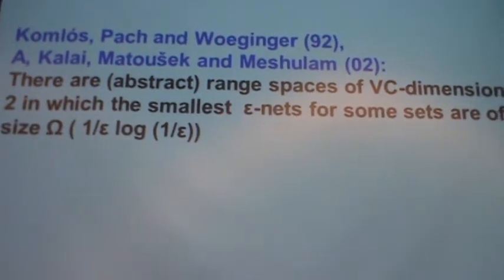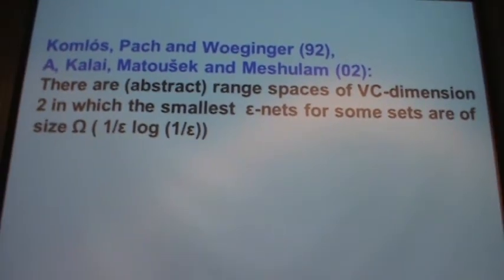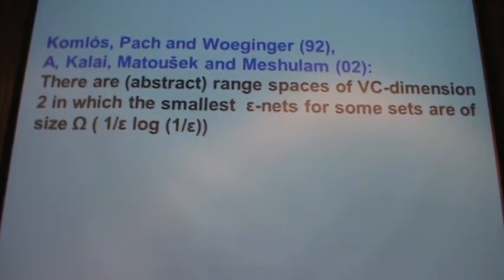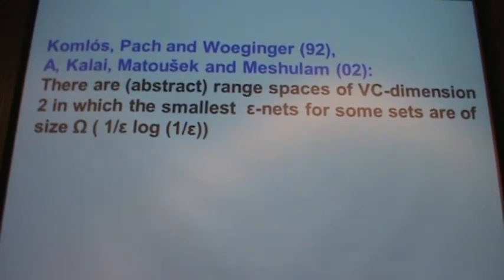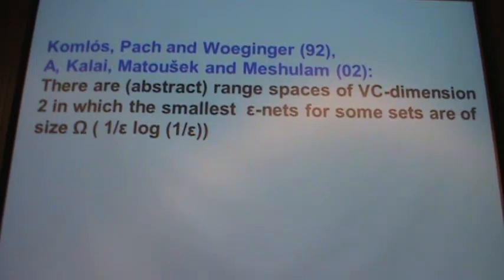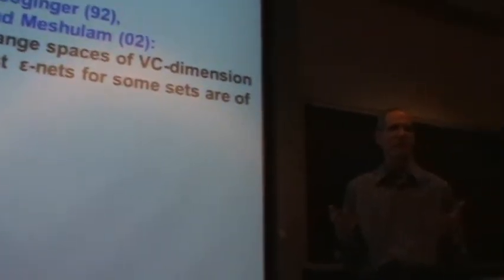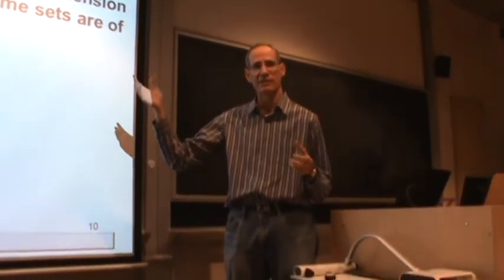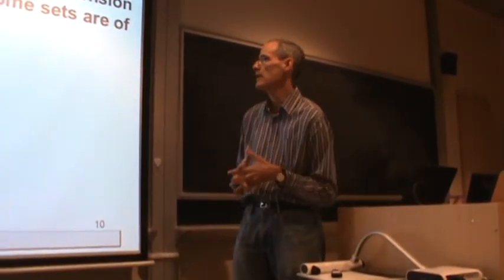Actually, the first example is by Komlós, Pach, and Woeginger. There are other examples as well, that there are abstract range spaces of VC dimension very small, 2. VC dimension 1 is not too interesting. It's completely understood how they look, and nothing very interesting is happening. But with dimension 2, already some interesting things can happen, at least in abstract spaces, maybe not geometric ones.